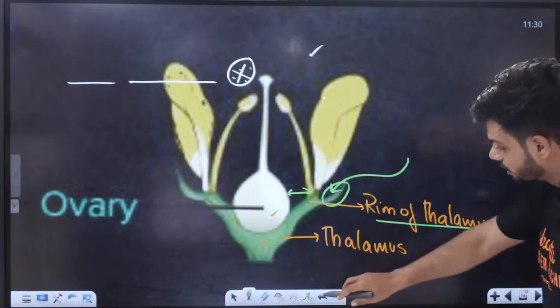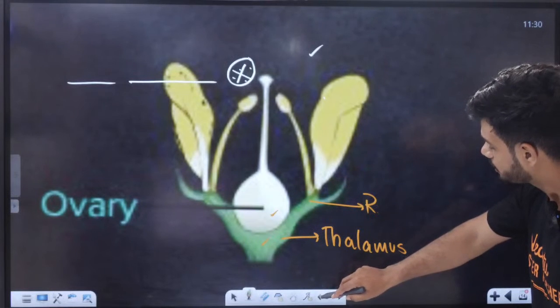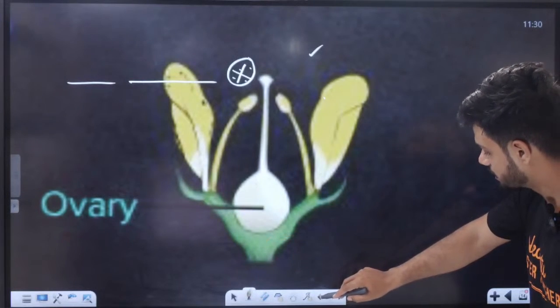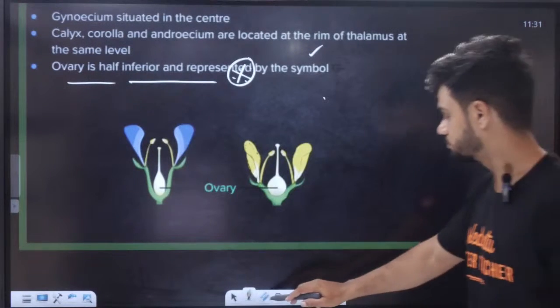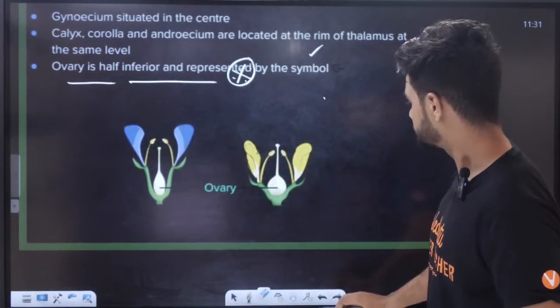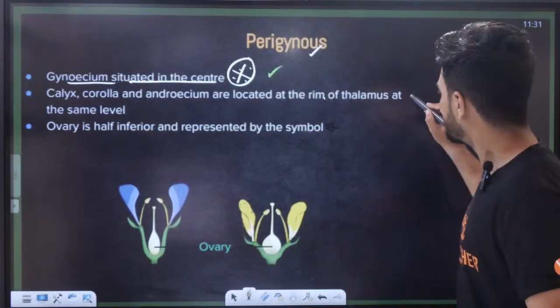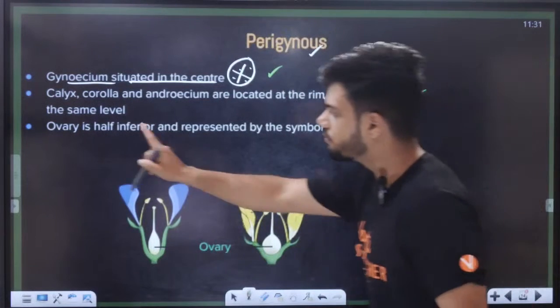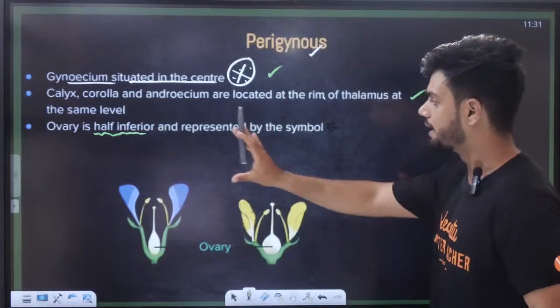Tell me, students, this is called your perigynous condition. Okay, so the main point here is the center and location of other whorls. The ovary is said to be half inferior now, not inferior, half inferior, and represented by a symbol.